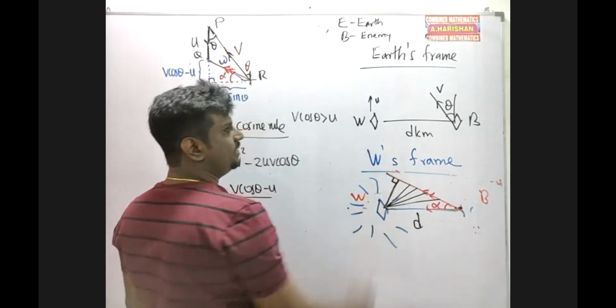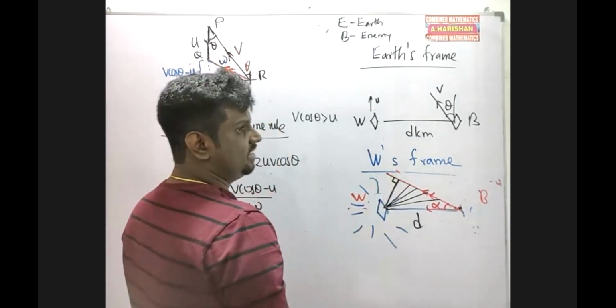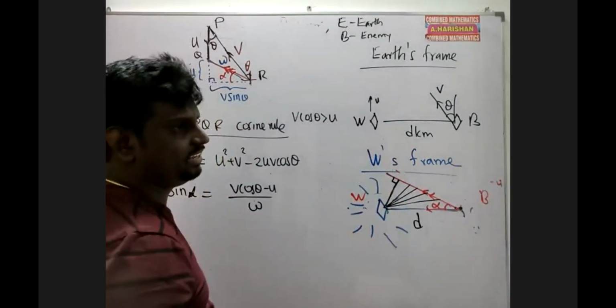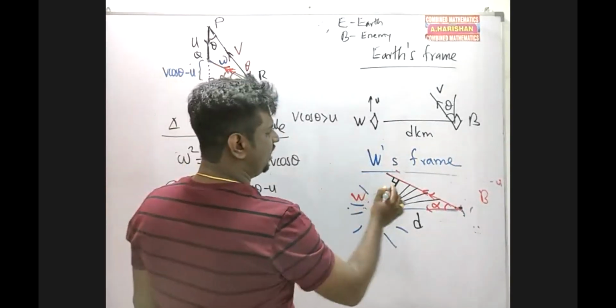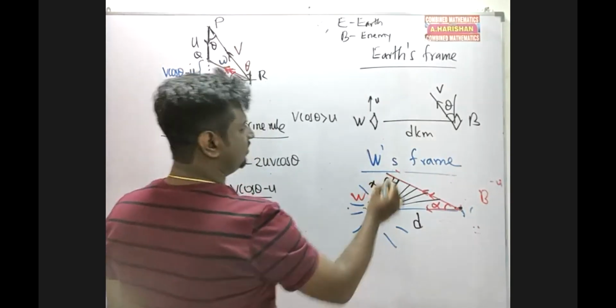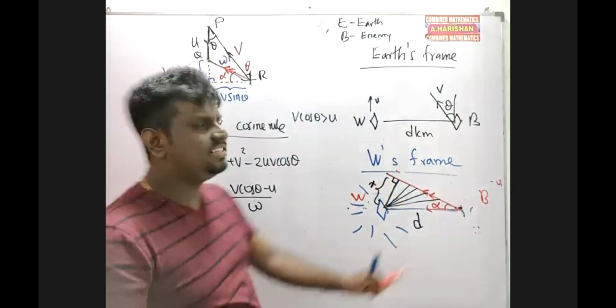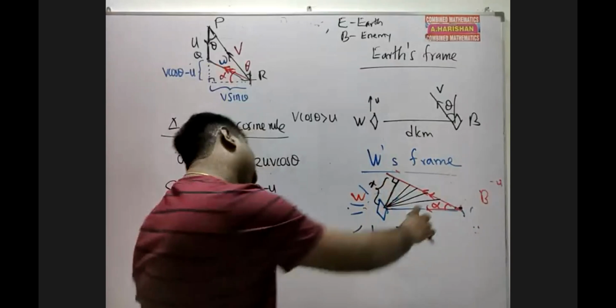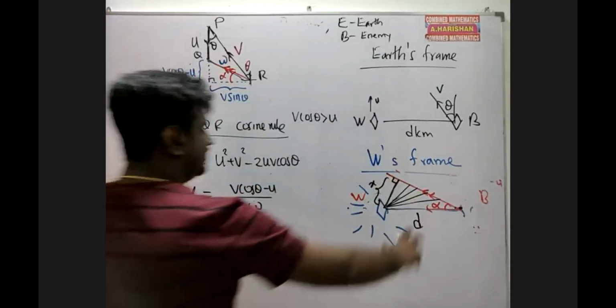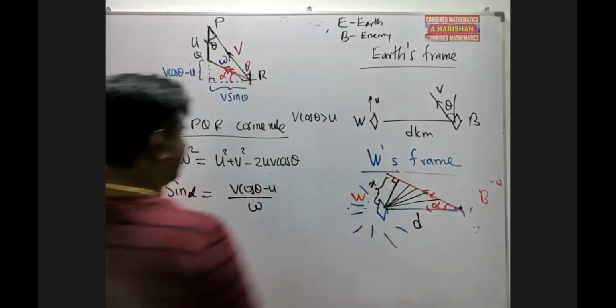So at that time, this is the least distance. They ask for the time of travel. First we will find the least distance. So I have to find this, say x or anything. Easily I can find x is d sine alpha. So this is d cos alpha, this is d sine alpha.